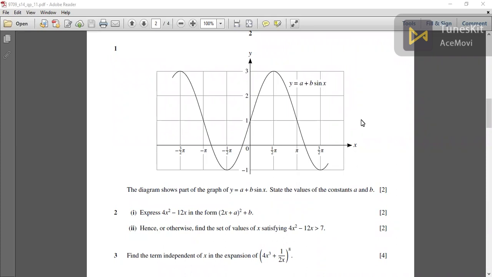Today I want to discuss AS level math with code 9709S14QT11.